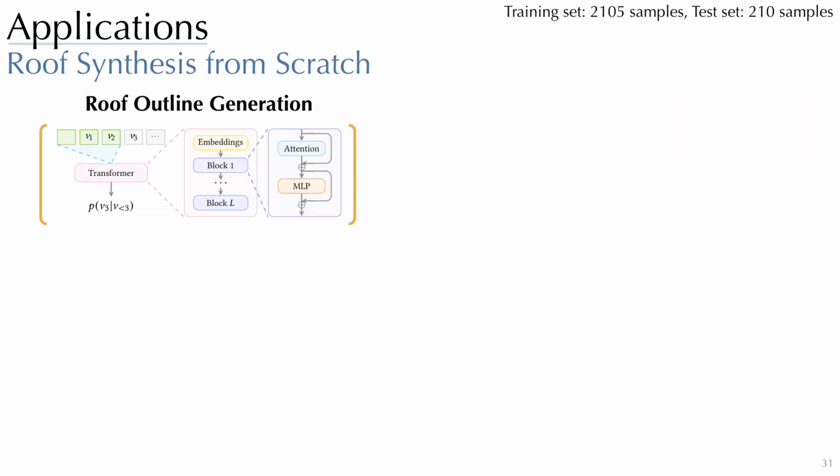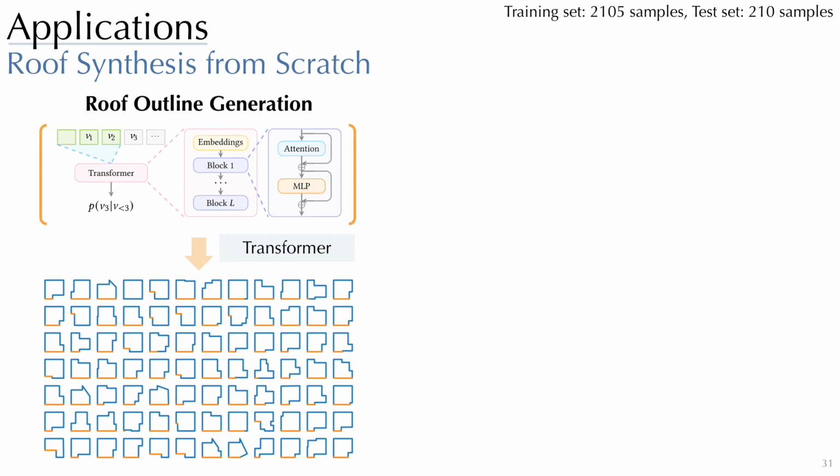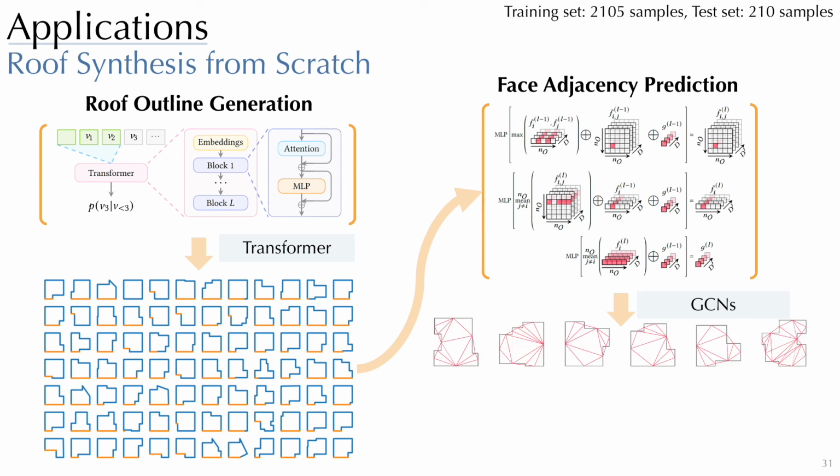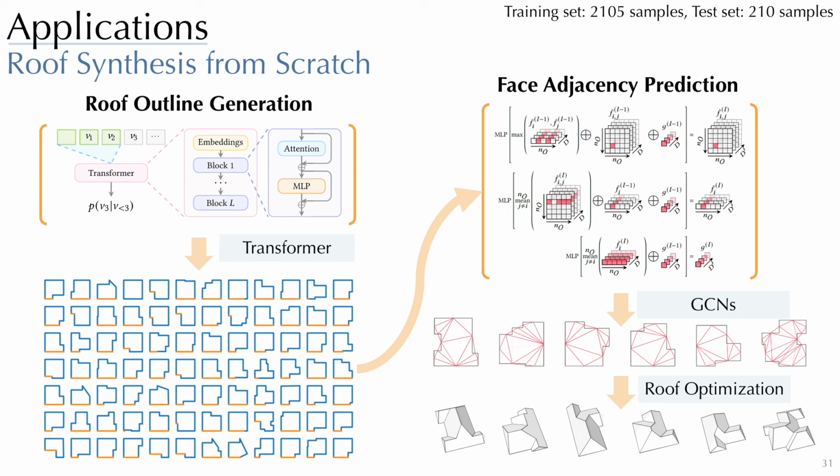We use this dataset for roof synthesis from scratch, which consists of 2 important components. The first component is roof outline prediction, where we train a transformer network to construct roof outlines from scratch. Here are some example outlines generated by our transformer. The second component is face adjacency prediction, where we take the generated outlines as input and use graph convolutional networks to predict the probability of 2 faces being adjacent to each other. We then obtain a dual graph of the synthesized roof, where we can run our roof optimization method described before to get a valid embedding of the synthesized roof.